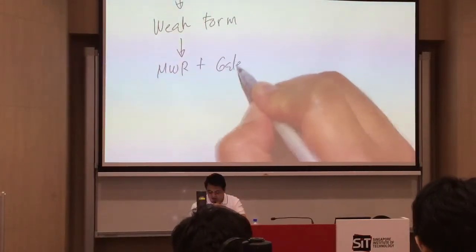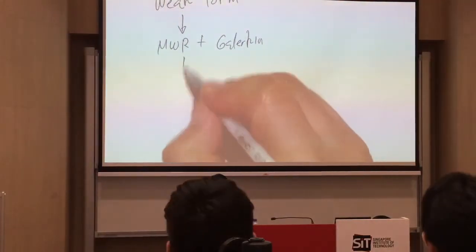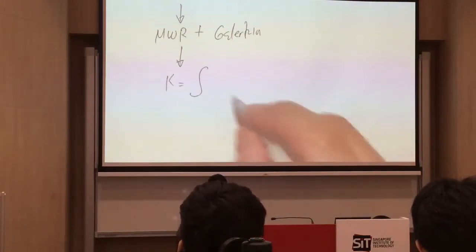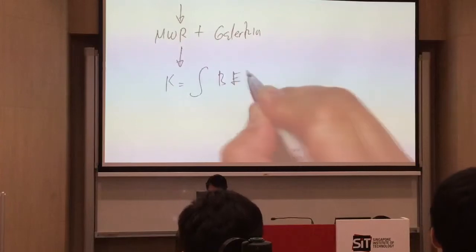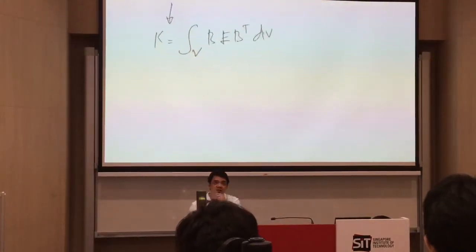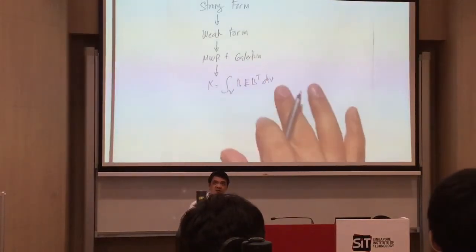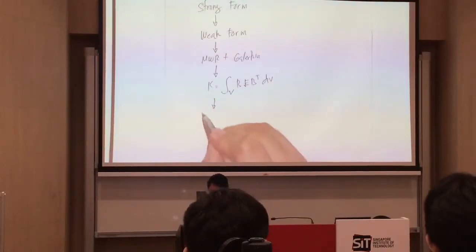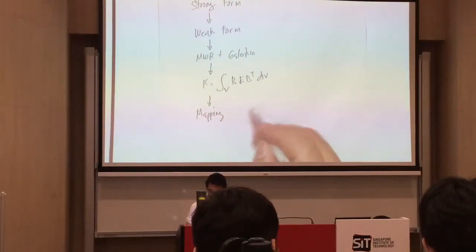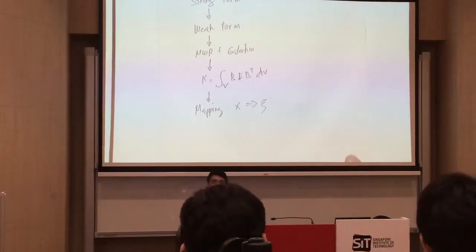plus your Galerkin, and then after this one you're going to identify this stiffness matrix, which is B, E, D transpose, EV, and then you apply mapping. So you have your mapping from your x-axis to the xi-axis.